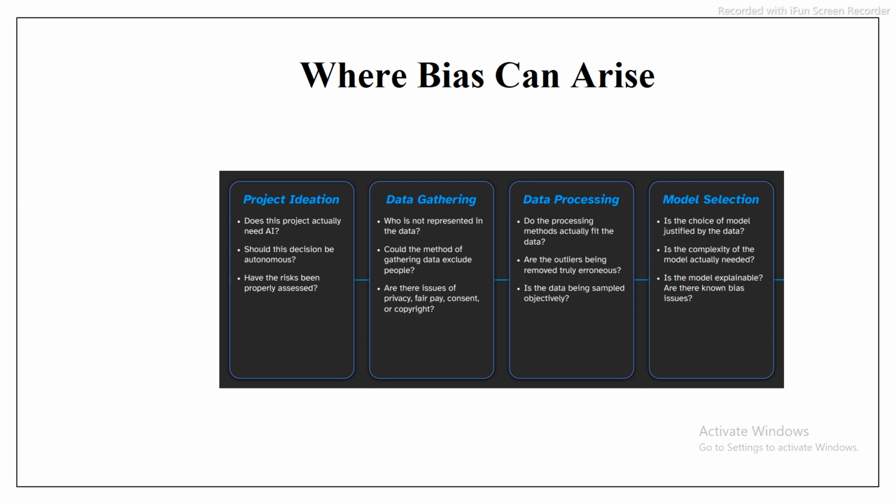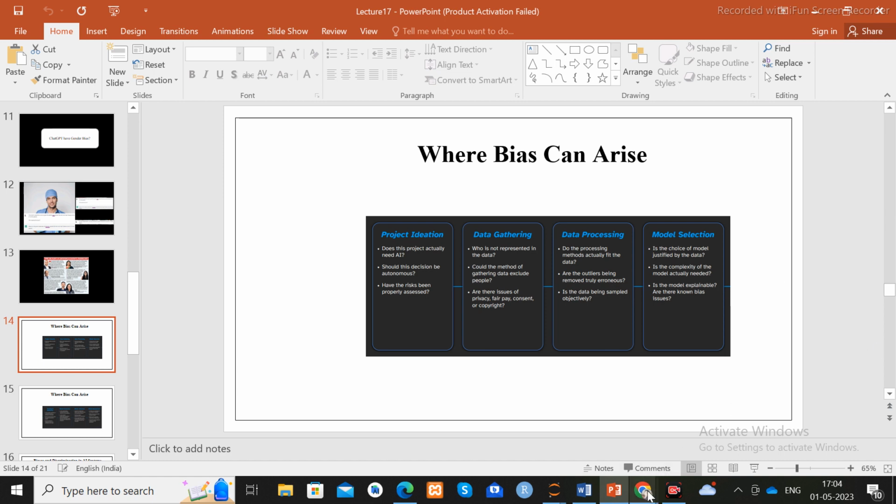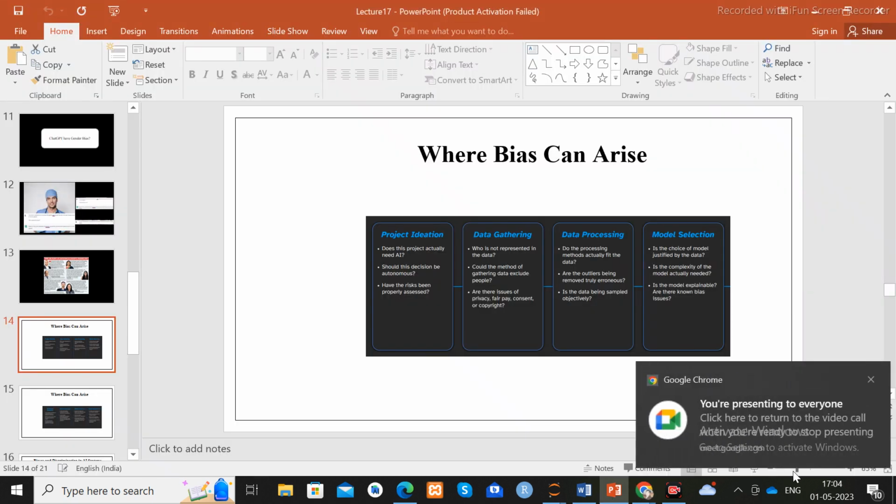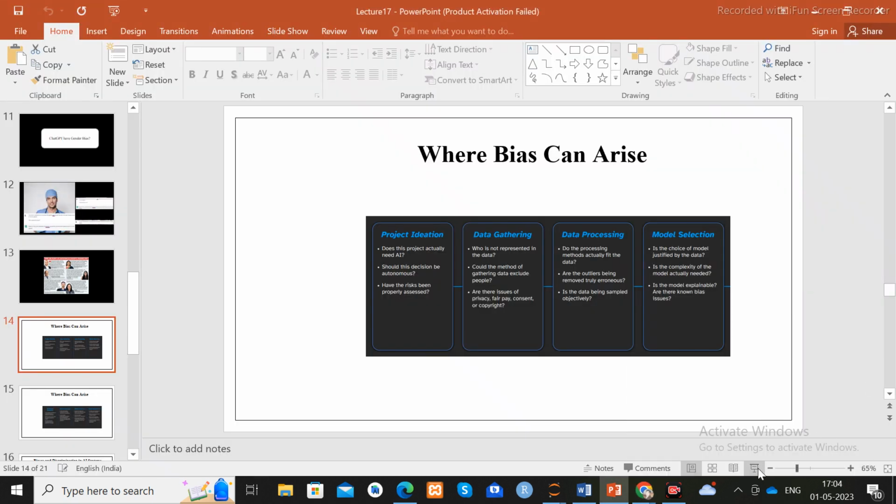Where can bias arise? When you ideate the project, when you conceive the project, does this project actually need AI? For example, if you are working on a project and you unnecessarily apply AI, you have to check at the ideation phase whether your project requires AI or not, whether you require machine learning techniques or not. Unnecessarily, it is not required to train your model on AI systems.